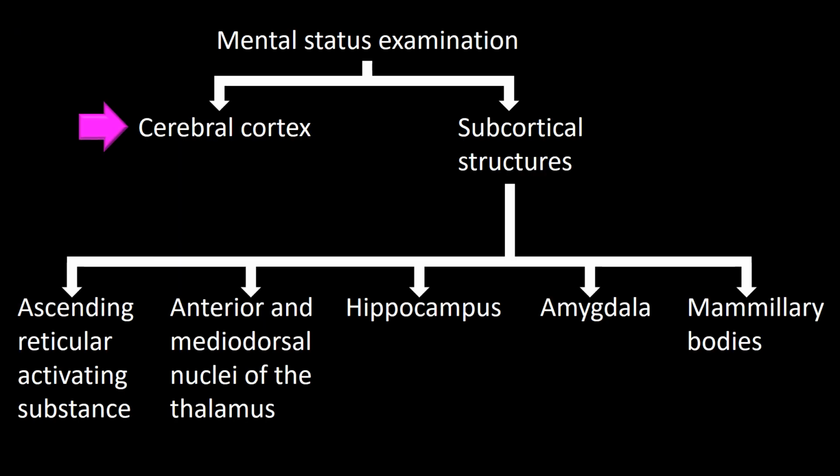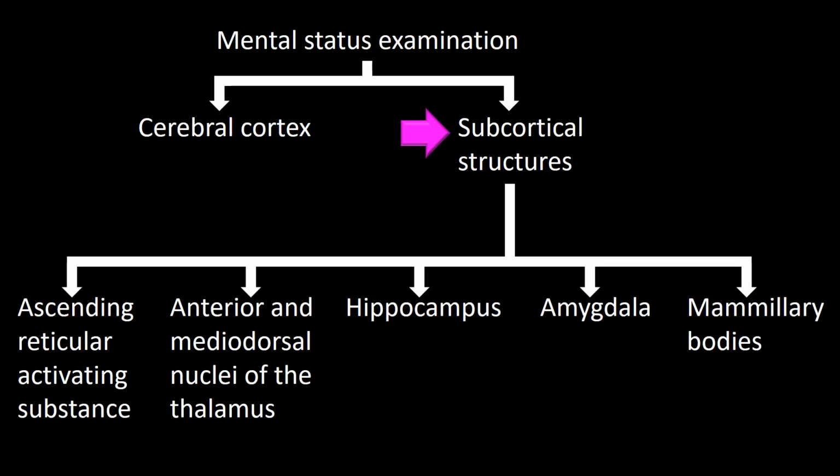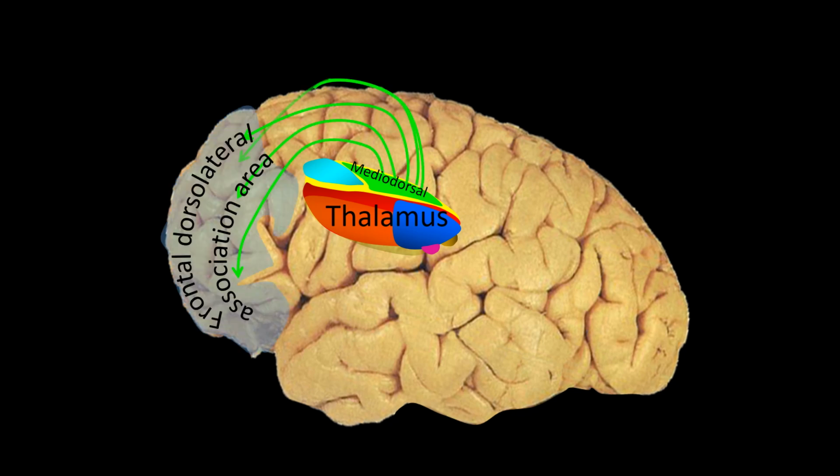In addition to the 2 cerebral cortical regions just mentioned, these findings can also result from a lesion in 1 subcortical structure, the mediodorsal nucleus of the thalamus. The mediodorsal nucleus of the thalamus sends a large contingent of fibers to the anterior multimodal association cortex, mostly to the frontal dorsolateral association area as shown in this frame.